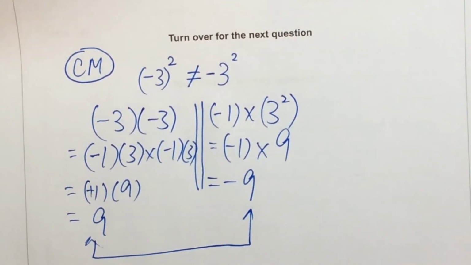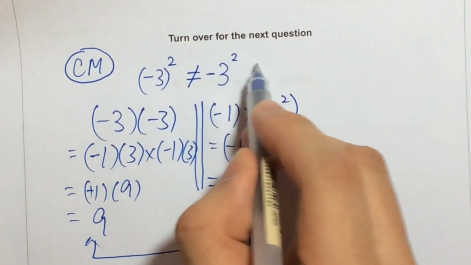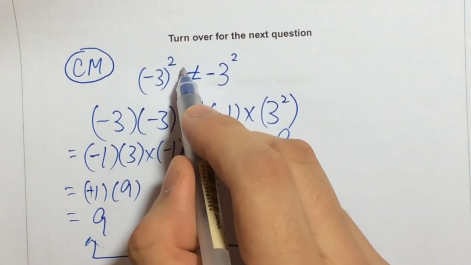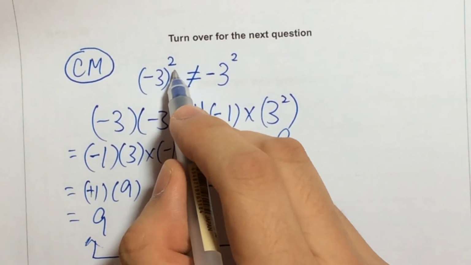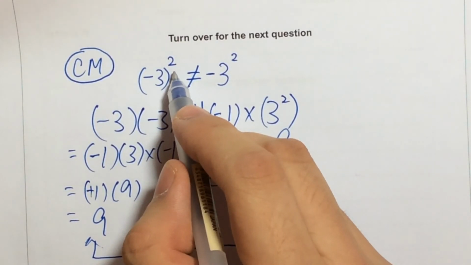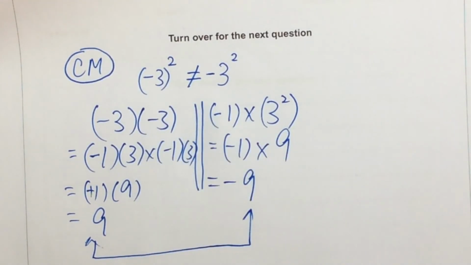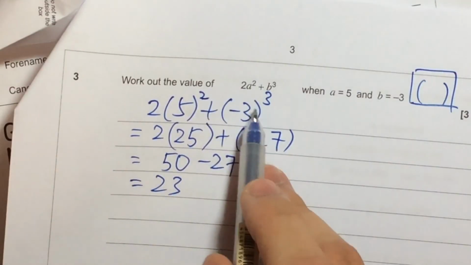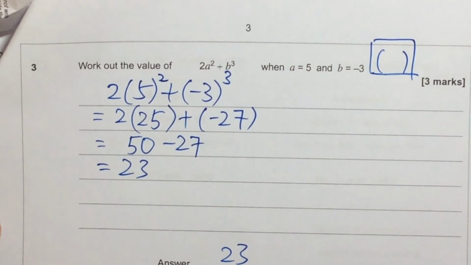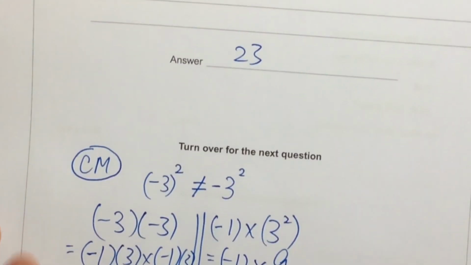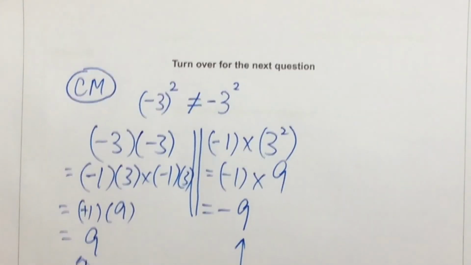This happens when the index is an even number, like to the power of 4, 6, 8, etc. But this doesn't happen if your index is an odd number, like 3, just like in this question. So you might not get into the trap for this question, but remember this, they might examine you on this in your real GCSEs.